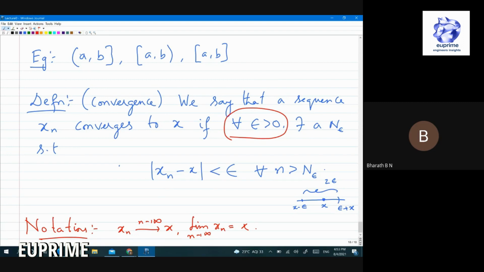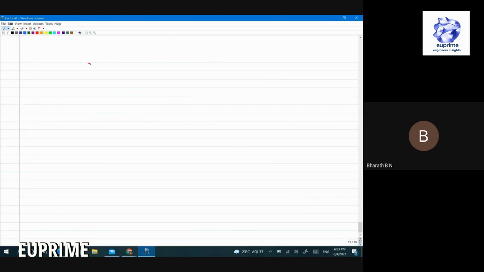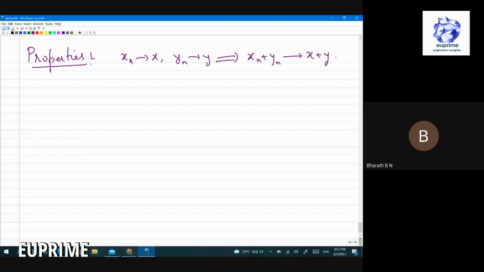Okay. So now, of course, there are certain properties, right? So what are the properties? I won't prove these things. Maybe you should try to prove this. If xn converges to x and yn converges to y, this implies xn plus yn converges to x plus y. Okay, fine. This is clear, right?